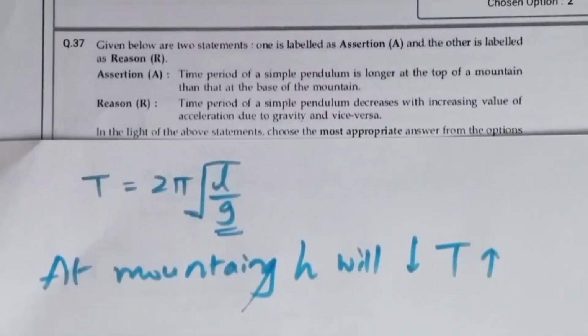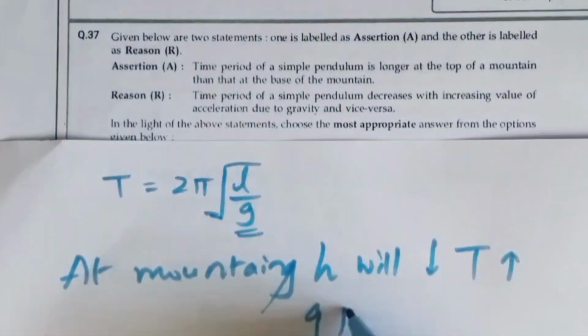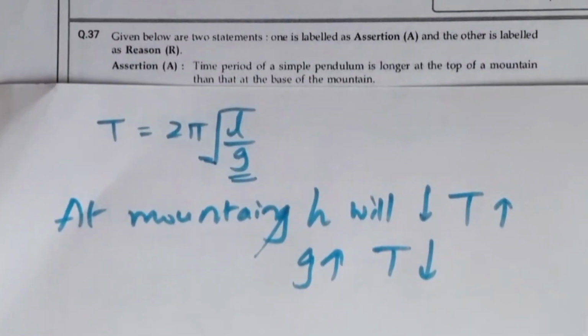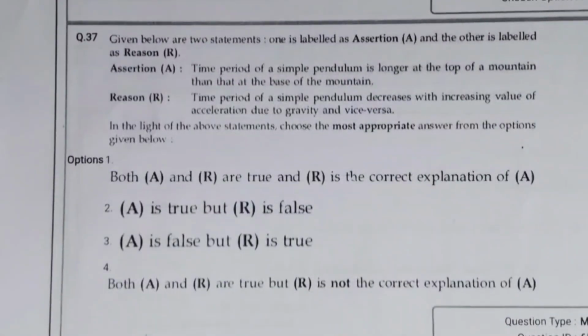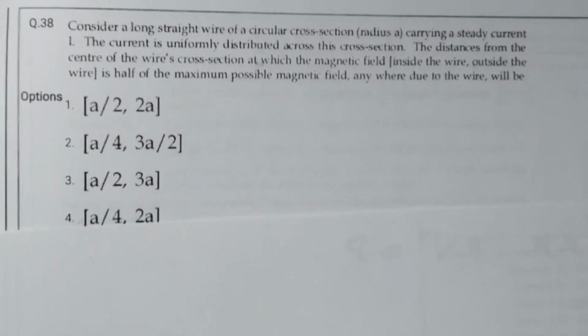Time period of a simple pendulum decreases with increasing value of acceleration due to gravity and vice versa. Yes, it is true, because if g increases, time period will decrease. So both A and R are correct, and R is the correct explanation of A, which is option number 1. So let us move to question number 38.